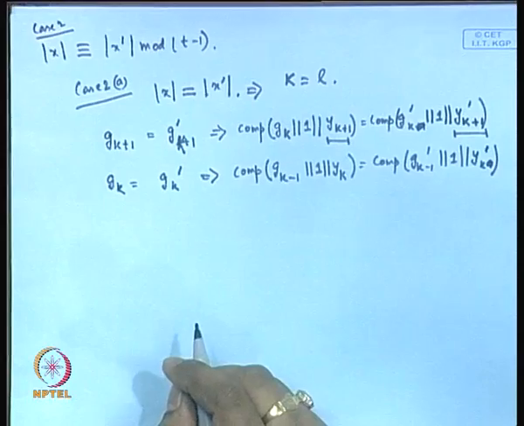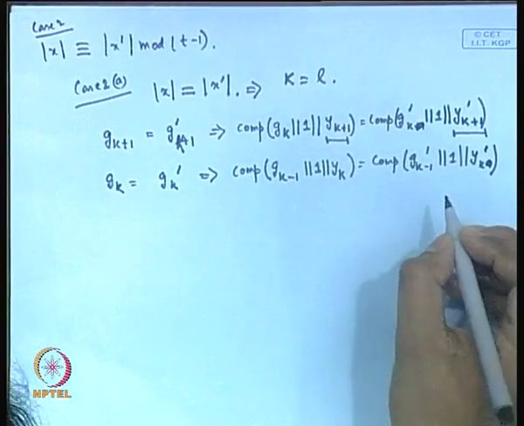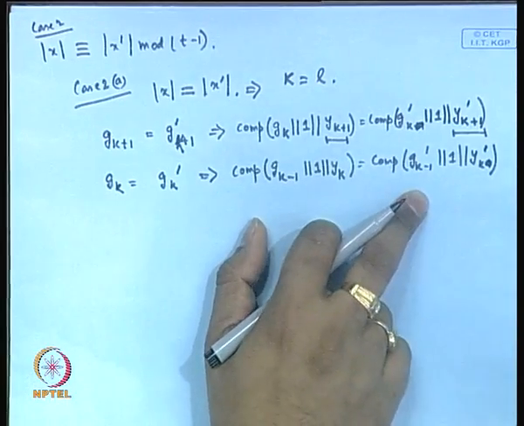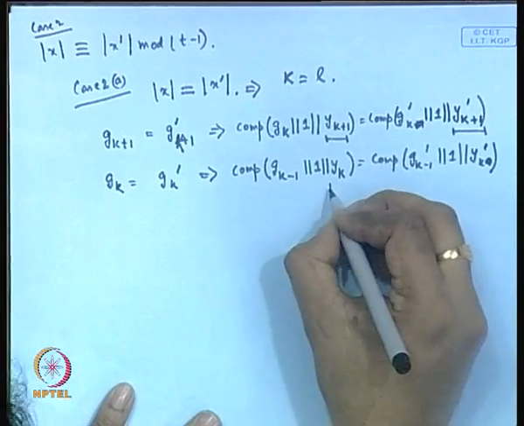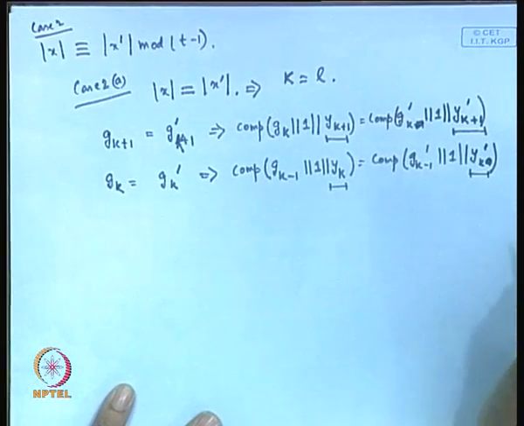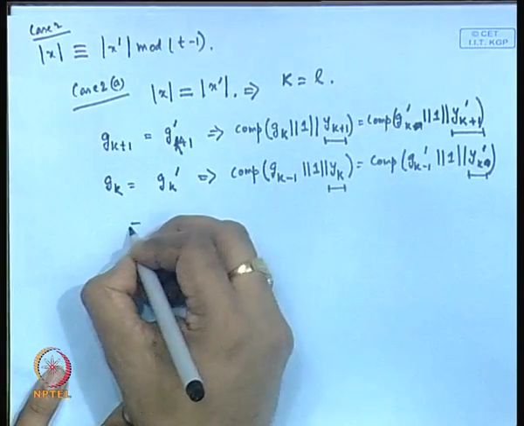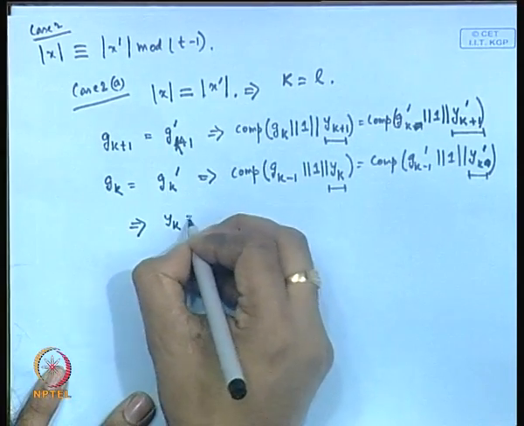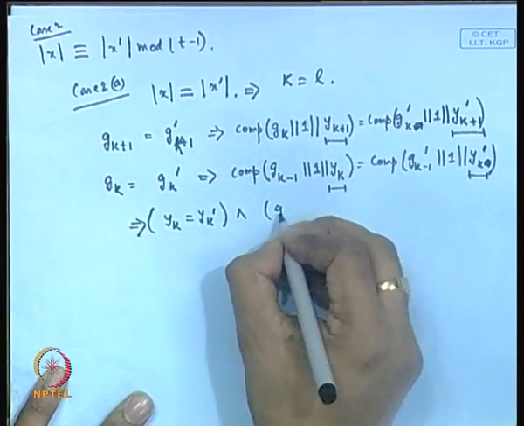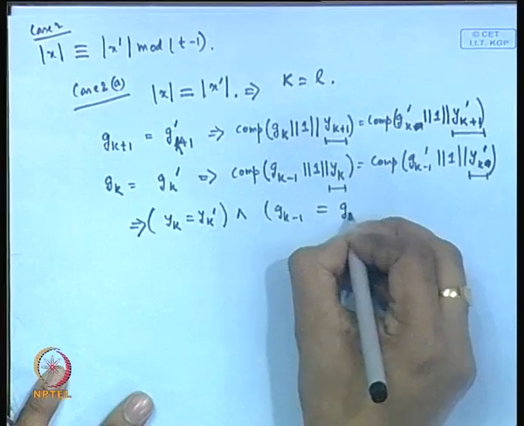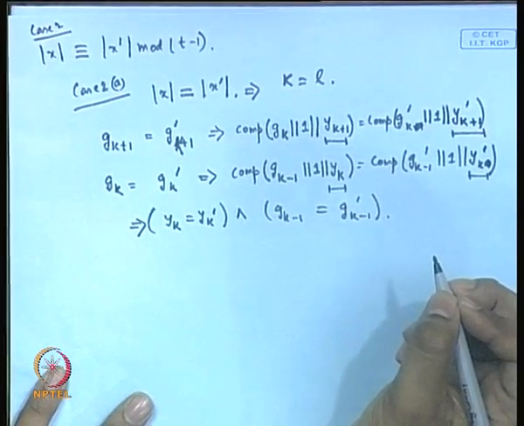So this is the idea, right? So now you see what do you have? If you still don't want to force a collision of the compress function, then two things become clear. One is that y of k and y of k dash must be the same, right? So therefore if this is not a collision, then this implies that y of k is equal to y of k dash and g of k minus 1 is equal to g of k minus 1 dash, right?